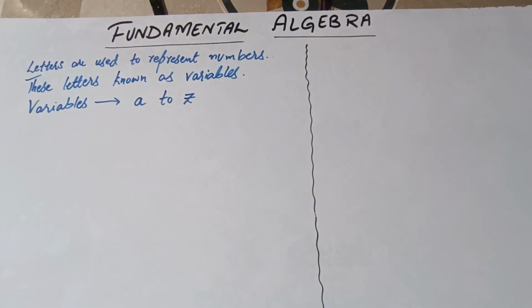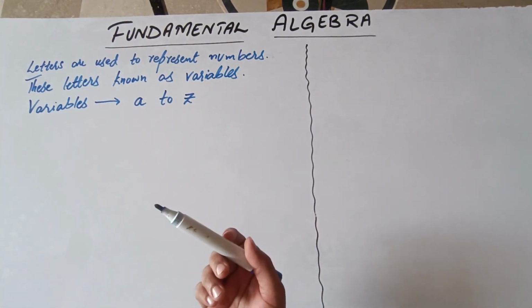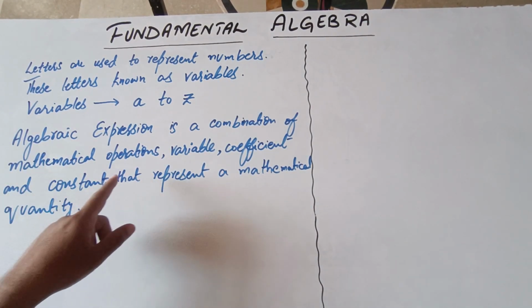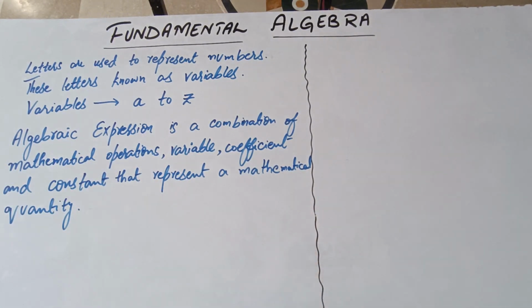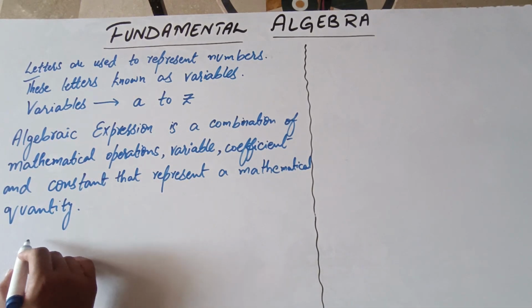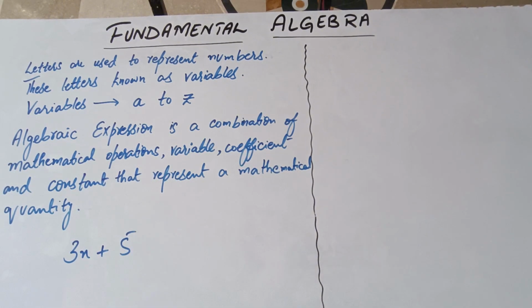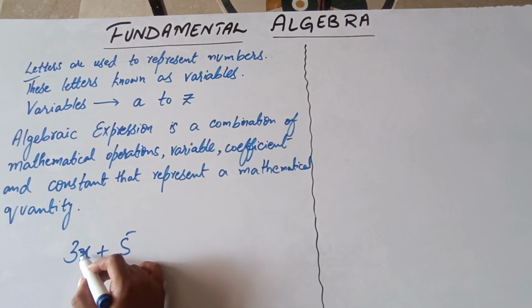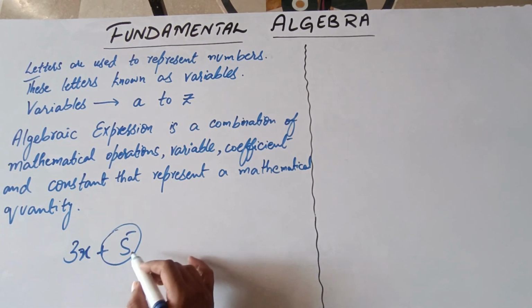In algebra, letters are used to represent numbers. These letters are known as variables. Variables can be any letter from A to Z. An algebraic expression is a combination of mathematical operations, variables, coefficients and constants that represent a mathematical quantity. Now, an example of an expression is 3x + 5. Is it an expression? Yes, because there is a variable x, a coefficient and a constant. So this is an expression.